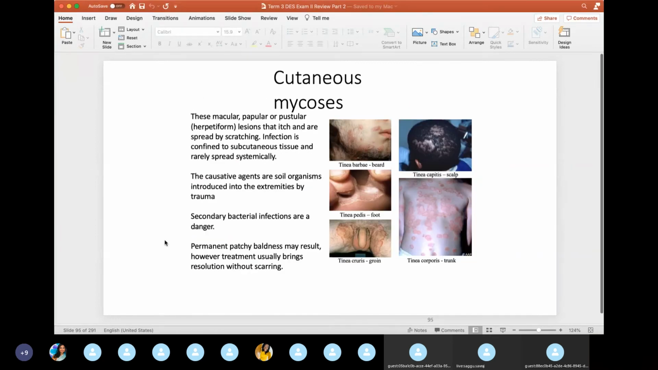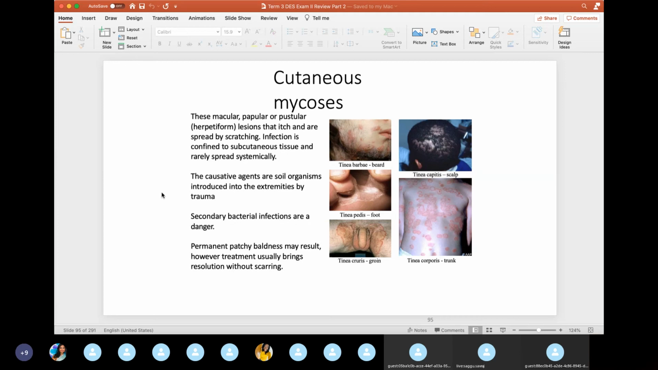Cutaneous mycosis, so your tinea. So look at the image on the right. Do I need to know the differences? Yes. So barbae, think about beard. So these are your skin infections, right? Cutaneous mycosis. Tinea barbae, beard. Pedis, foot. Cruris, groin. These are Latin terms. Capitis, scalp. Corporis, trunk. Right? So please make sure you know the differences.